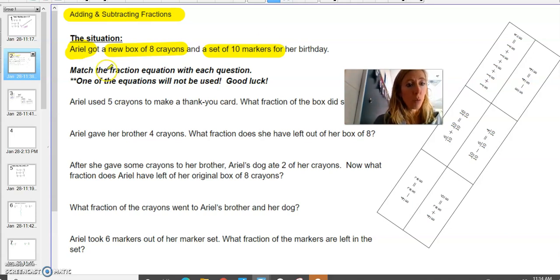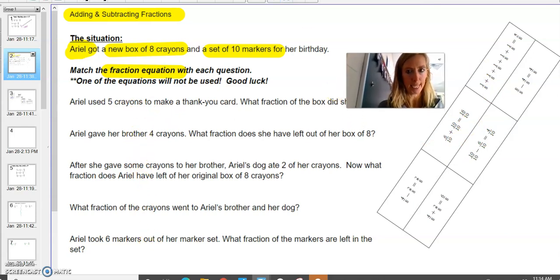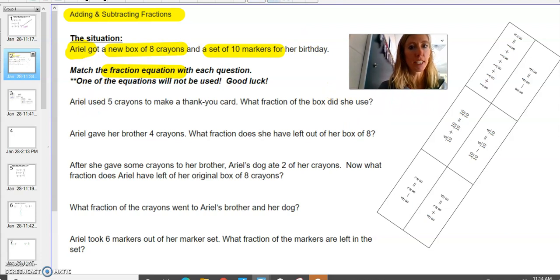What do we have to do? We have to match the fraction equations over here with each one of these questions, with each one of these situations. So let's see what we think, okay? All right, so situation number 1.